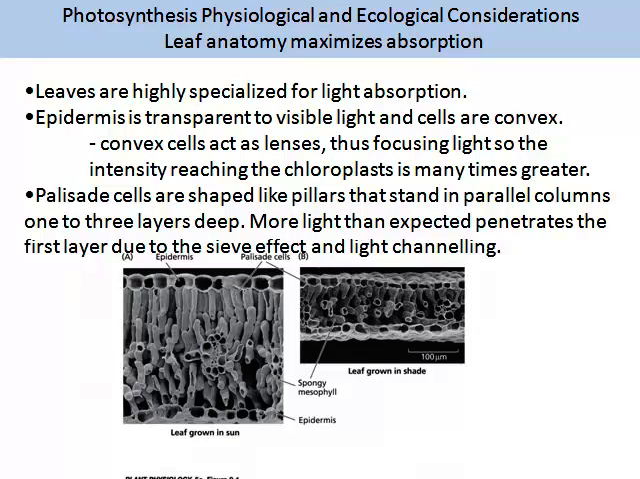So leaf anatomy plays an important part in maximising the absorption of light. Leaves are highly specialised for light absorption. The epidermis is transparent to visible light and cells are convex. Convex cells act like lenses, thus focusing light so the intensity reaching the chloroplast is many times greater. The palisade cells are shaped like pillars that stand in parallel columns, 1, 2, 3 layers deep. More light than expected penetrates the first layer due to the sieve effect and the light channeling effect.